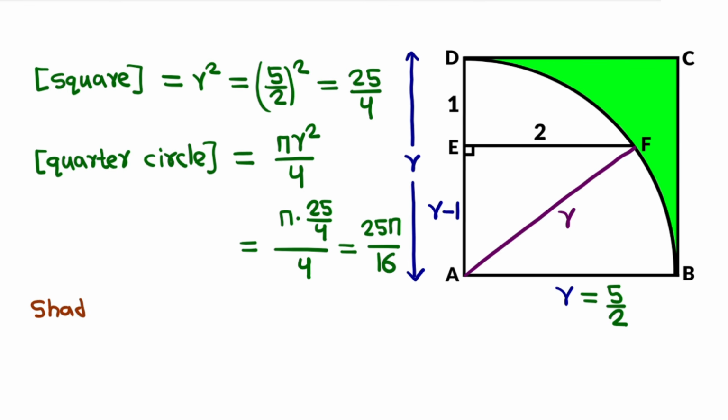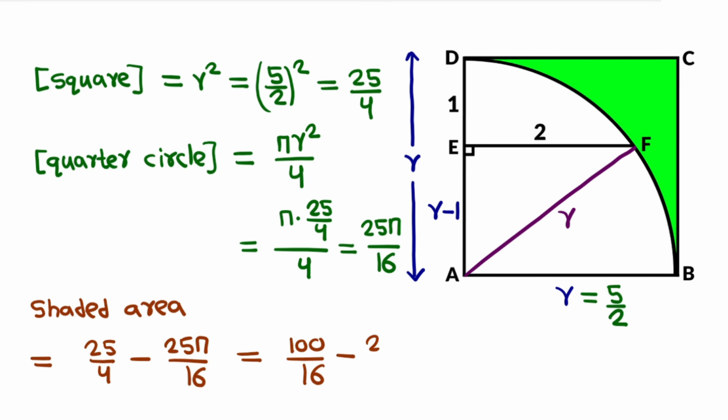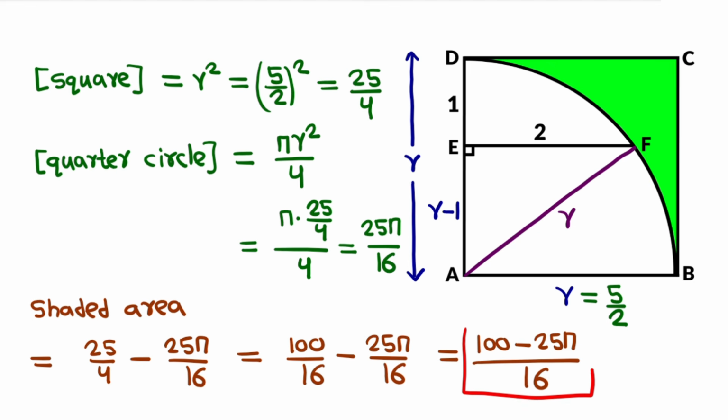Now for the final step. The shaded area equals area of the square minus area of the quarter circle. So we have 25 over 4 minus 25 pi over 16. To combine the fractions, multiply the first term by 4 over 4. That gives 100 over 16 minus 25 pi over 16. Therefore, the exact area of the shaded region is the quantity 100 minus 25 pi, all divided by 16. And that's our final answer.